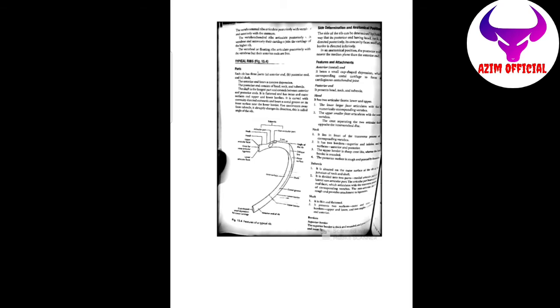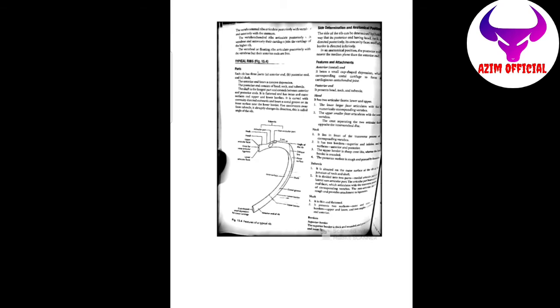Each rib has three parts: the anterior end, the posterior end, and the shaft. The anterior end attaches with the sternum through cartilage, which is why it is called costal cartilage. The posterior end always attaches with the vertebra. The middle part is called the shaft.